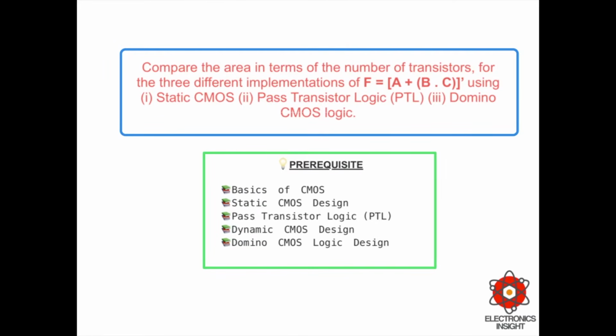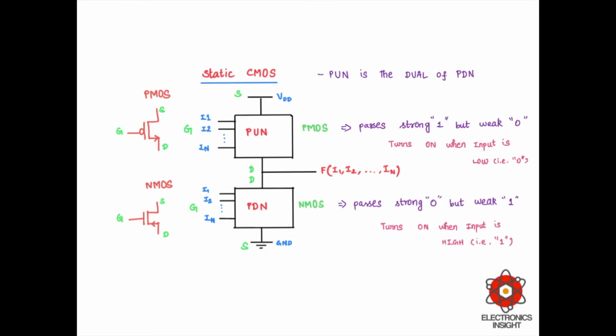logic. The prerequisite to solve the above problem is we should get to know about the basics of CMOS, static CMOS circuit design, pass transistor logic, and domino CMOS logic design. But to understand domino CMOS logic, we should again explore the concept of dynamic CMOS logic design. That is why I have included the dynamic CMOS design topic in the prerequisites also. So catch you all with a series of videos on these topics to obtain a solution for the problem stated above. In this video, we are going to start with the first, static CMOS design.